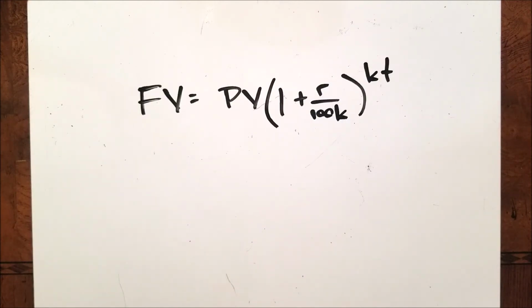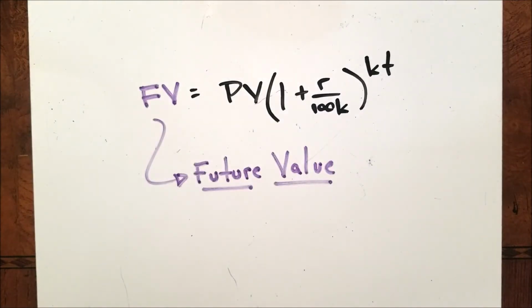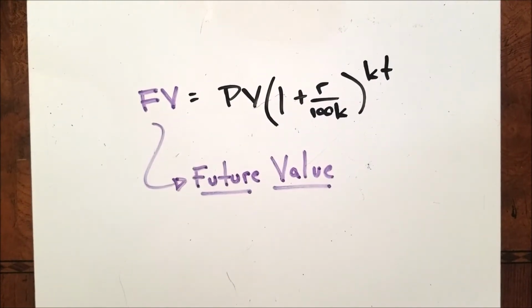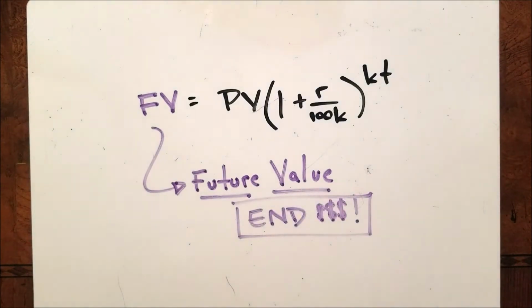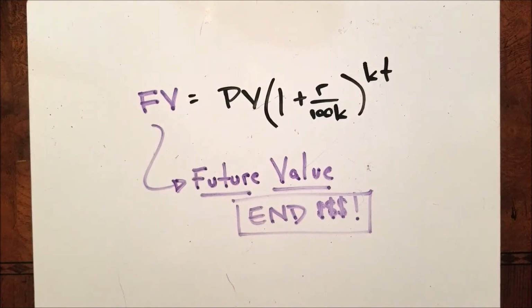First, FV. FV stands for future value, and future value is basically the money that you end up with. So you're going to start your investment with a certain amount of money, and you're going to end your investment with another amount of money. The money that you end up with is called the future value. So think of it as end money, right? Good. Future value is the money that you end up with, or end money.